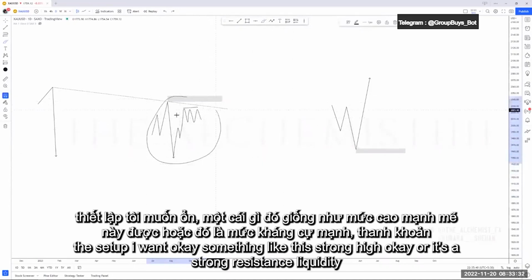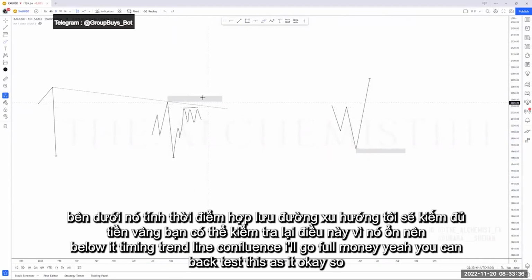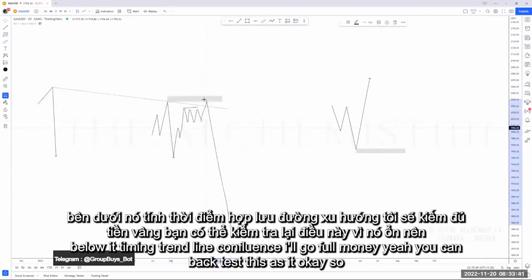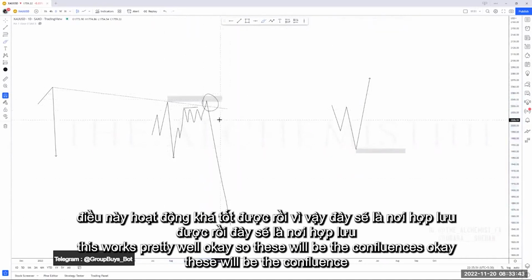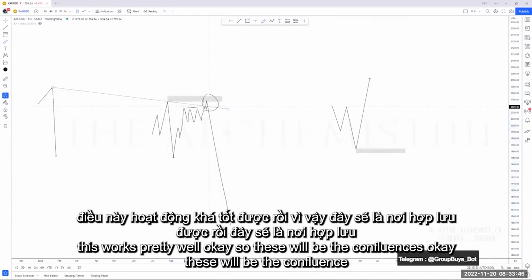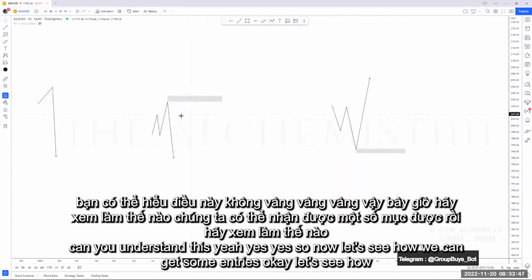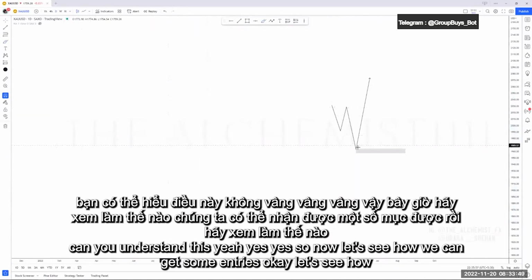Something like this: a strong high, or a strong resistance, liquidity below it, timing, trend line confluence. I'll go full margin. You can backtest this and see. So this works pretty well. These will be the confluences. Can you understand this? Support, resistance, and all that stuff.